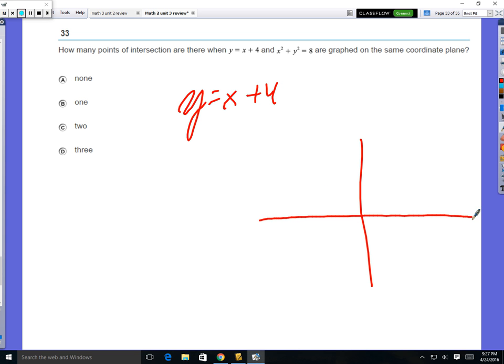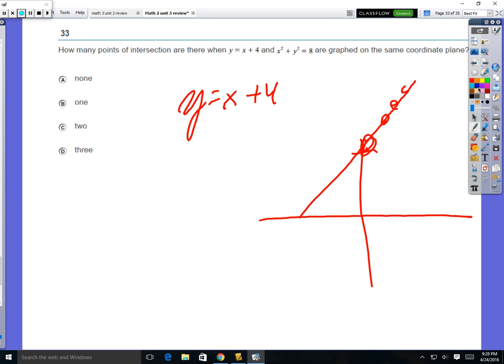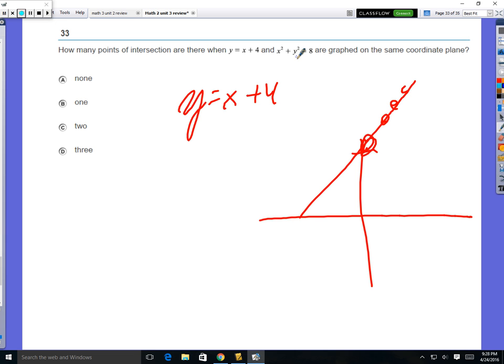So, x plus 4, b is 4, and you go up 1 over 1, up 1 over 1, up 1. So it's a line that looks something like that. Then you graph them on your calculator and you can tell real quick. X squared plus y squared equals 8. Now the radius of that is tricky. The radius equals square root of 8. So the h and k are 0, 0. And then square root of 8.